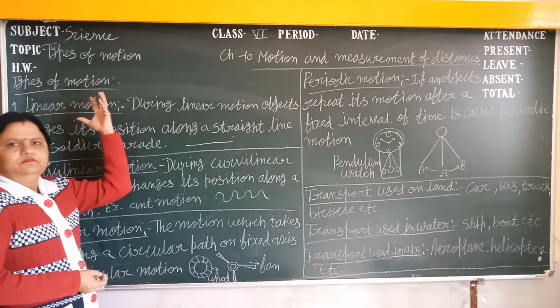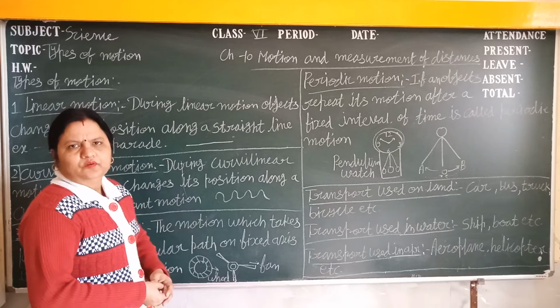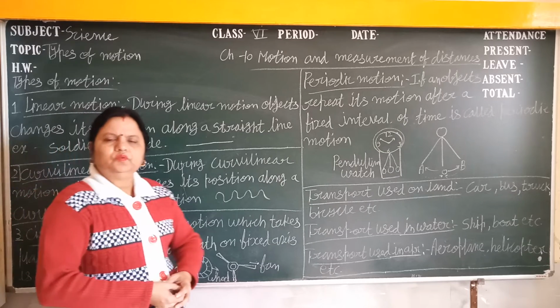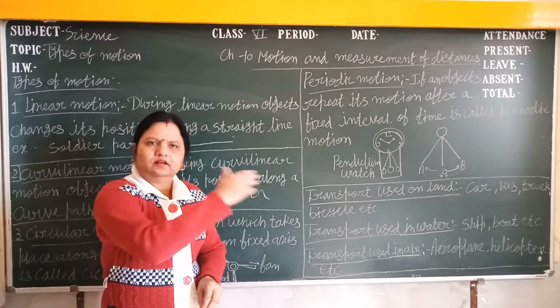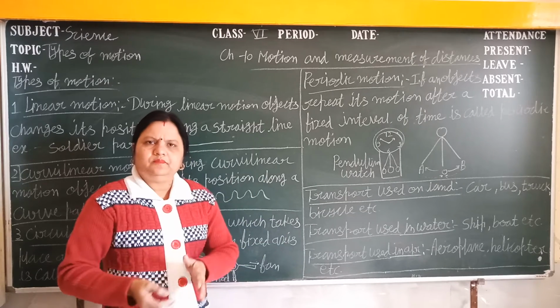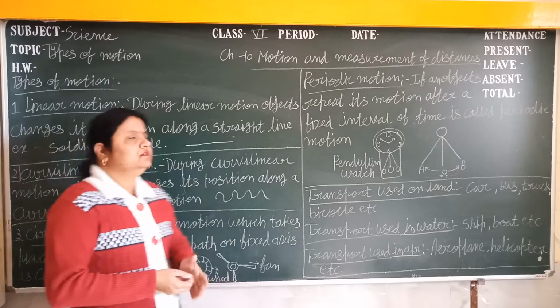In this chapter, we will study about types of motion. Motion is not present in only one type. We cannot move only in a straight direction. Different types of motion are present.